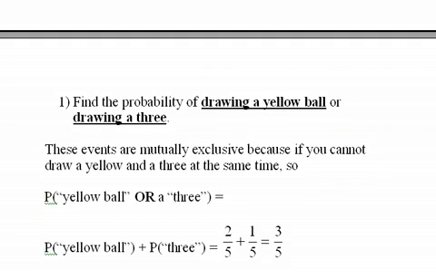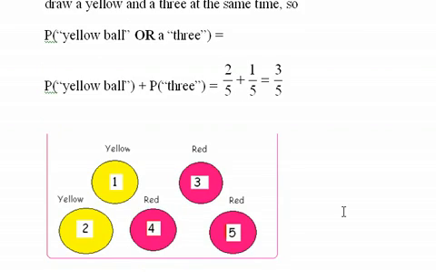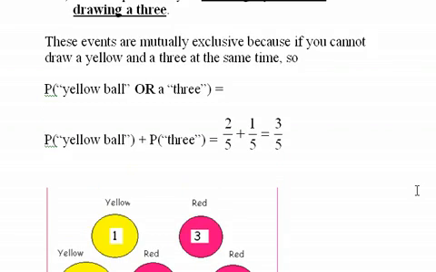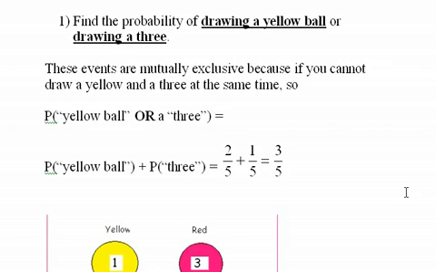Okay, let's see what we've got here. Find the probability of drawing a yellow ball or drawing a 3. Well, we look at this, a yellow ball or a 3. Now if you draw a 3, it excludes the possibility of having a yellow ball, and vice versa. If you draw a yellow ball, you're not going to have a 3. So these events are mutually exclusive. We really have to worry about just the sum of the two probabilities. The probability of drawing a yellow ball or a 3 equals the probability of drawing a yellow ball plus the probability of drawing a 3.